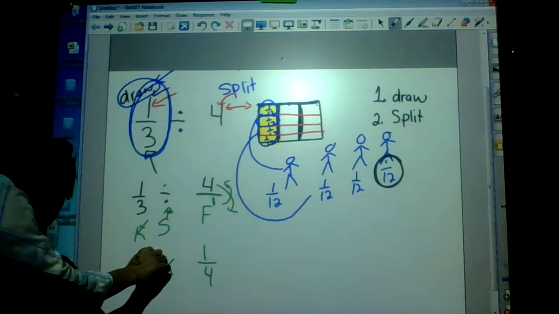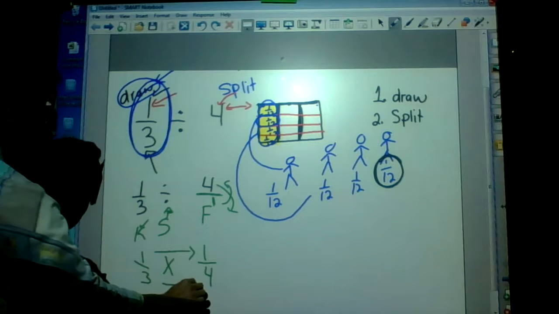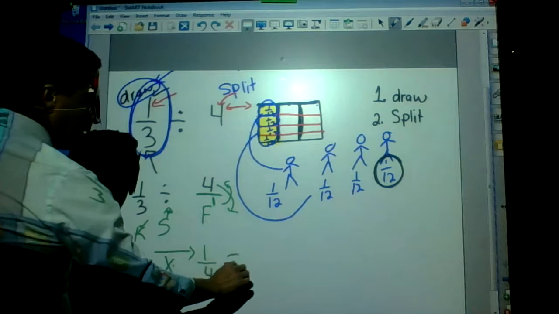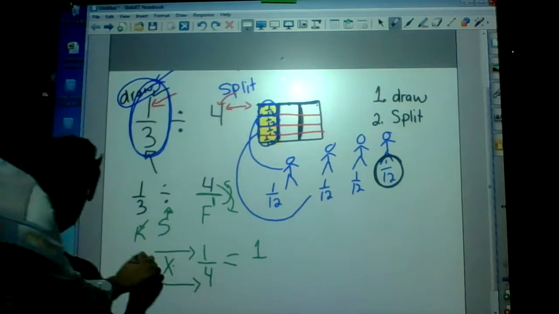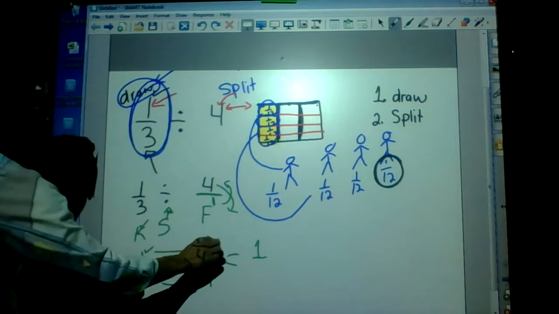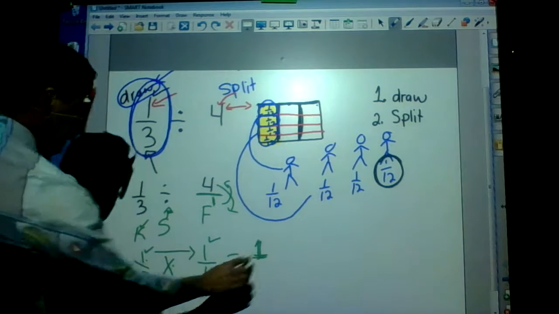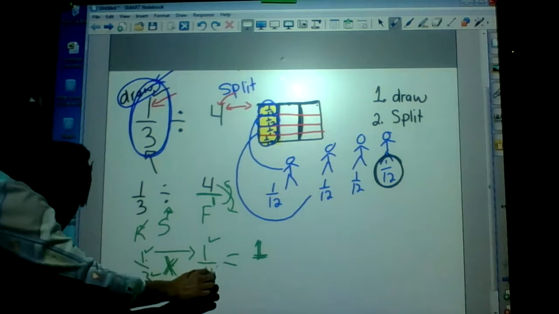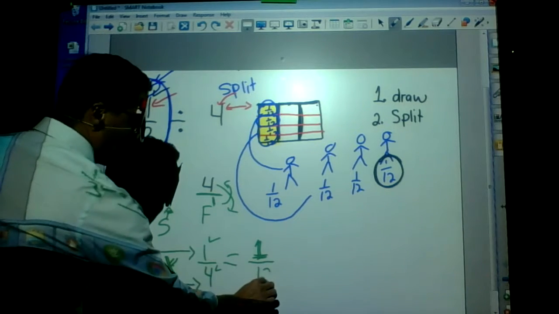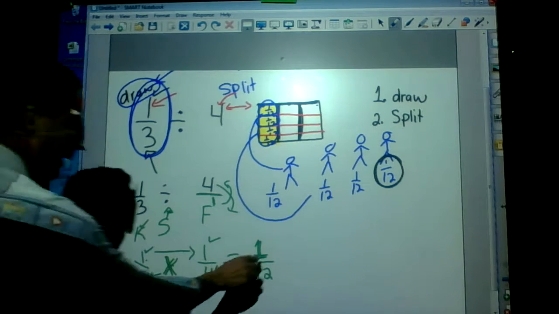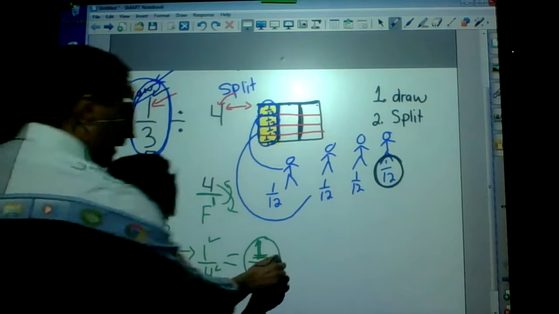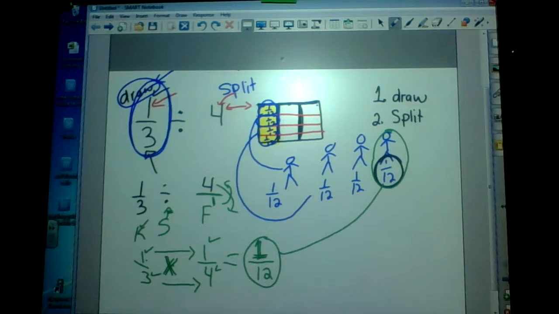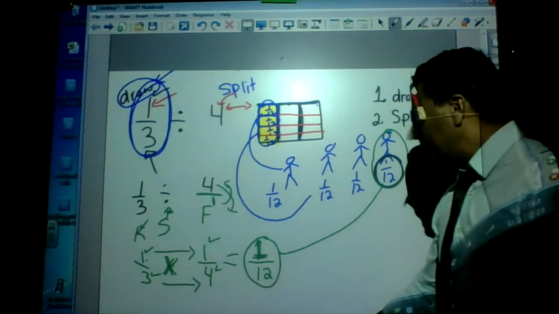I'm almost done. Now I need to multiply. 1 times 1 equals 1. 3 times 4 equals 12. Bada bing, bada bum. My answers match. Each person is going to get 1/12. I did it correct.